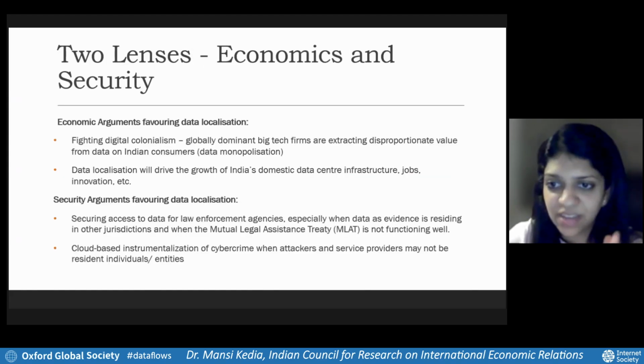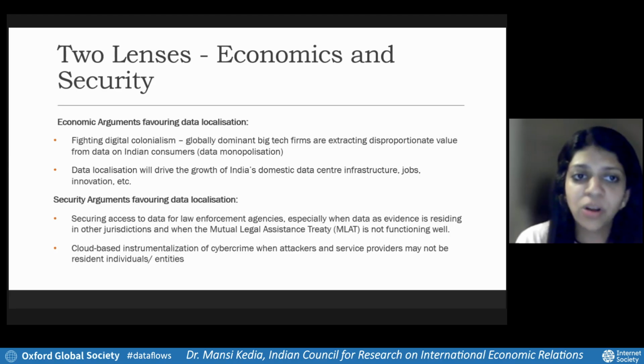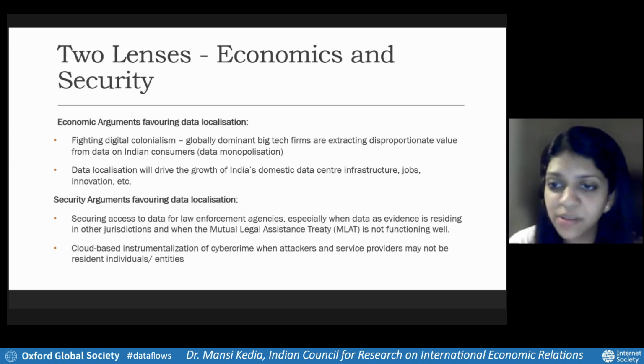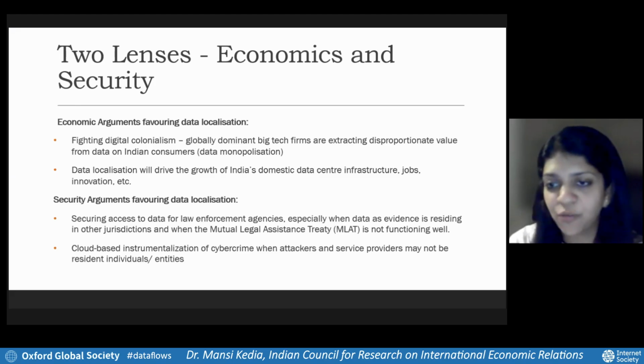Now, what are some of the reasons that are driving this? There are economic arguments, like some of the speakers have already mentioned, and then there are security arguments. The economic arguments go along the lines of fighting digital colonialism. This is an opportunity for India to recreate its own digital economy, which it has been trying to do, to fight the monopolization and dominance of big tech firms, US and Chinese firms, and they fear that allowing for free flow of data would slip away some of those negotiating powers and opportunities that they have for domestic companies. So that's one. Remains to be tested, but that's a space that they want to keep open.